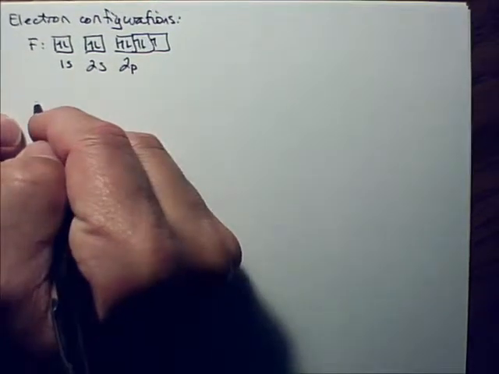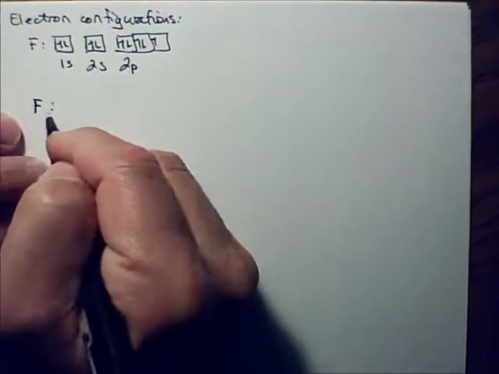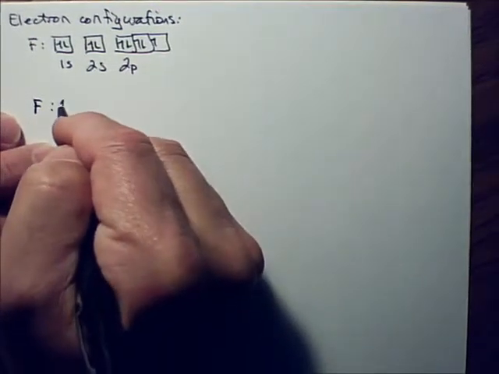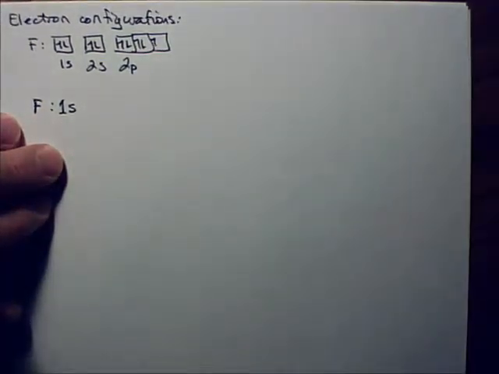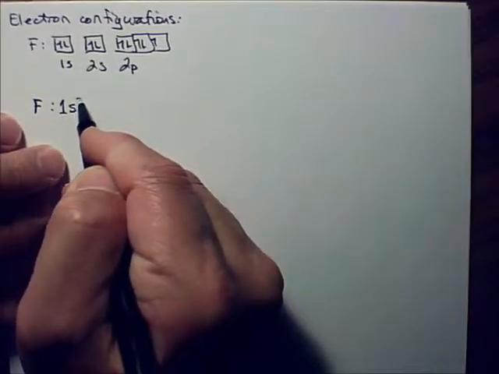We're going to write the symbol for fluorine. We're going to write the 1s on the same line with the fluorine. And we're going to count the number of electrons in that s sublevel. And that's going to be a superscript. How many electrons in the 1s sublevel do we have? 2. Superscript 2.